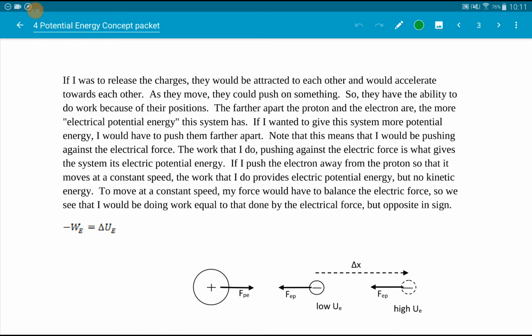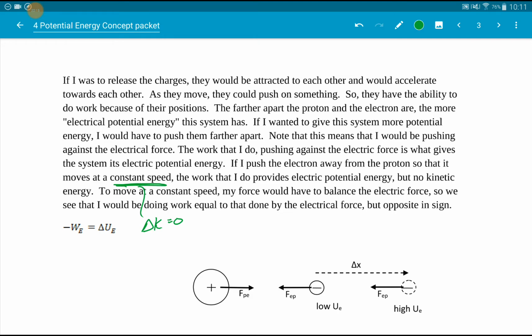If I push the electron away from the proton so that it moves at a constant speed, the work that I do provides electric potential energy, but no kinetic energy, because I'm moving it at that constant speed. There's no change in kinetic energy; it would be zero. So notice we're looking at this case, but in the context of the previous example.